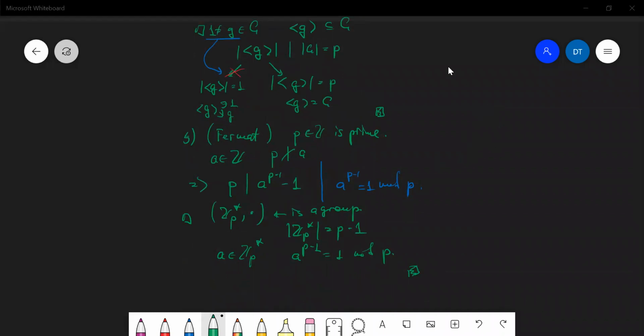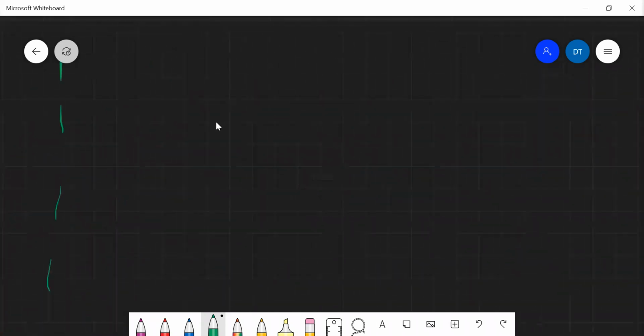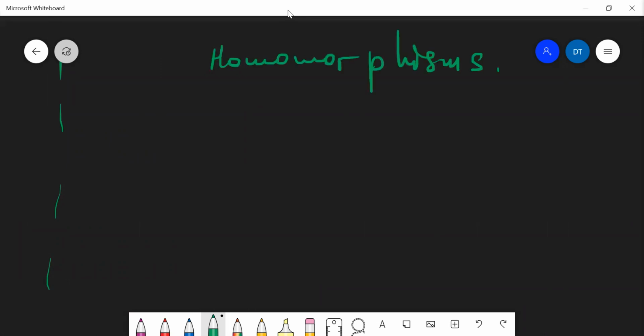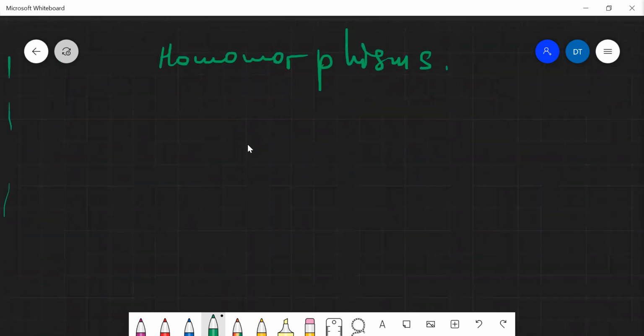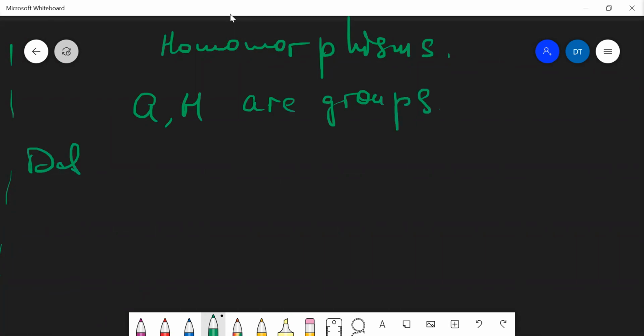Okay, so now I want to switch to a new subject. That was a part of the previous lecture that I didn't cover the previous time, but now I want to discuss homomorphisms. Well, okay, so let me give you a definition. We are given two groups, G and H. Then I want to define a homomorphism phi from G to H.